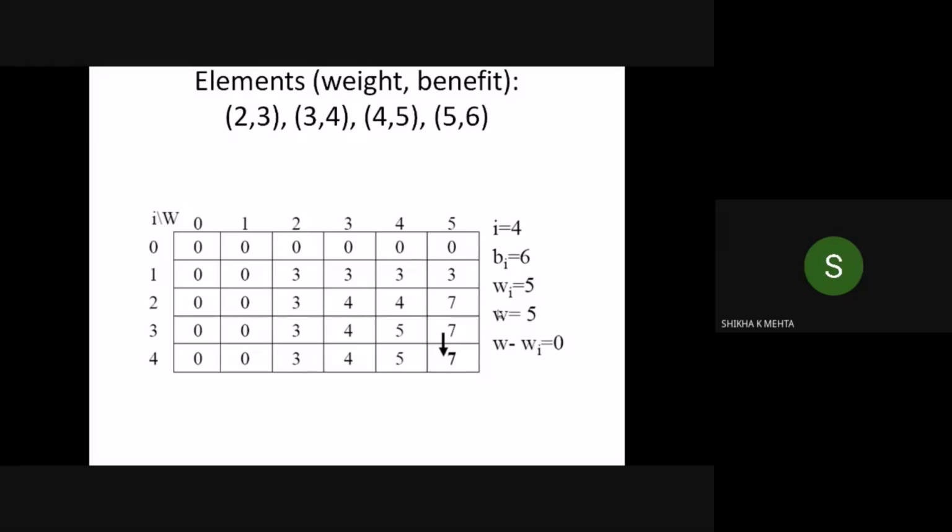So the problem is not yet solved. Now from this particular table, how do we find out which items are being accommodated into the knapsack and which items are not accommodated? That means out of the 4 items, which will be included and which will not be included. So we are going to study this in the next class.